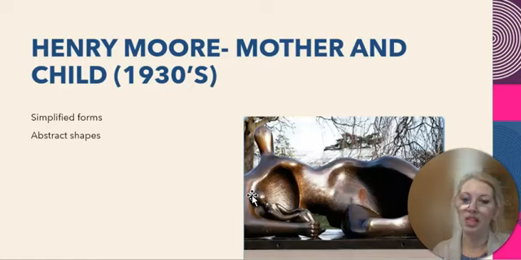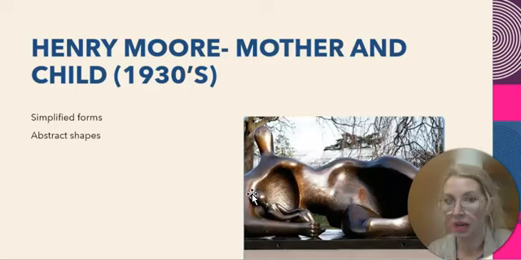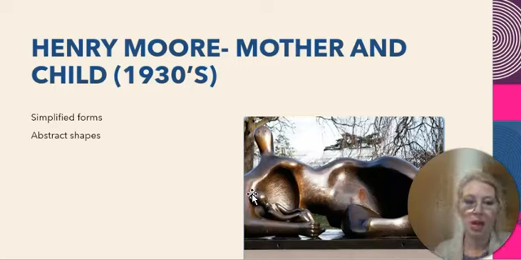Notice the curves and the negative space, or the empty areas. That's what I mean by negative space. Sometimes the empty areas are just as important as the solid parts. This was a key idea in modernist sculpture. Moore's work is both organic and symbolic, making us feel the warmth and protection of a mother's love in a new way.